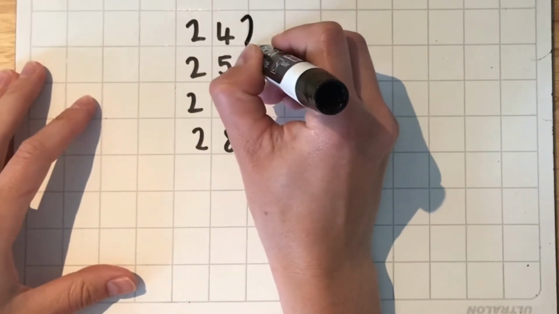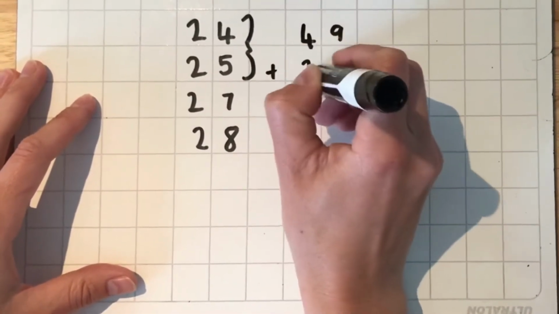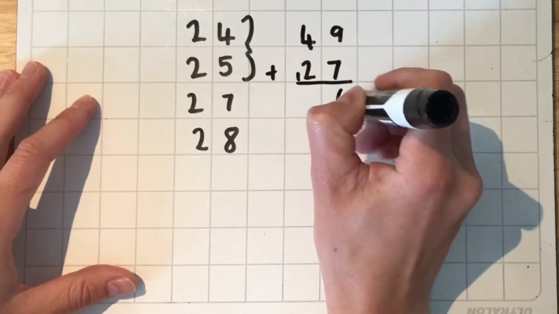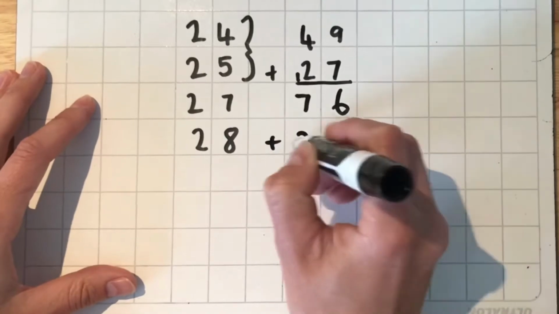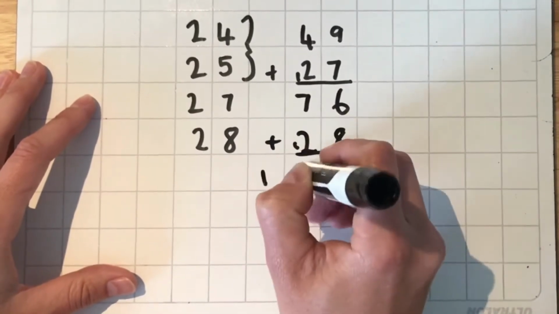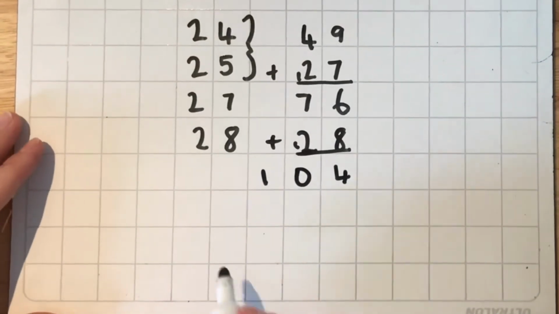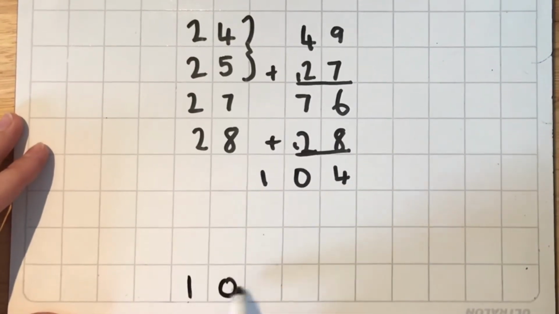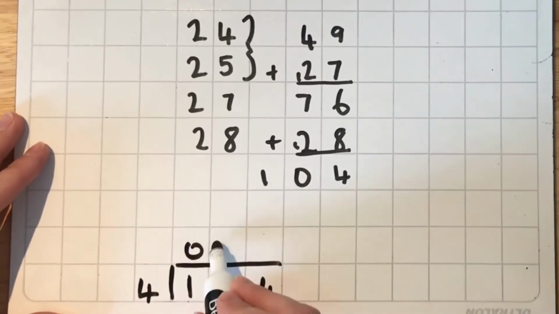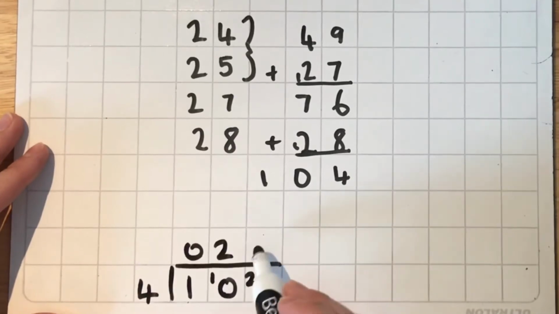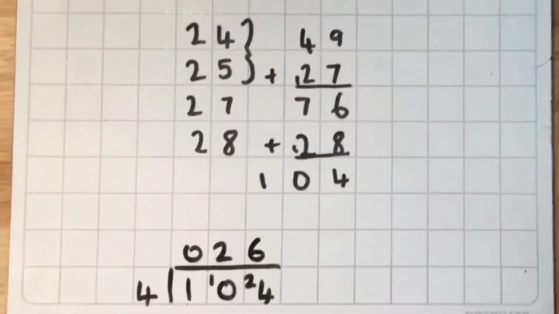I would add these two together first of all, which gives you 49. Add on your 27, gives you 76, and then add on the 28. That gives you your total of 104. You've added 4 numbers, so your last step is to divide 104 by 4. 10 divided by 4 is 2, carry over 2, 24 divided by 4 is 6, so that gives you 26 seconds as your average.